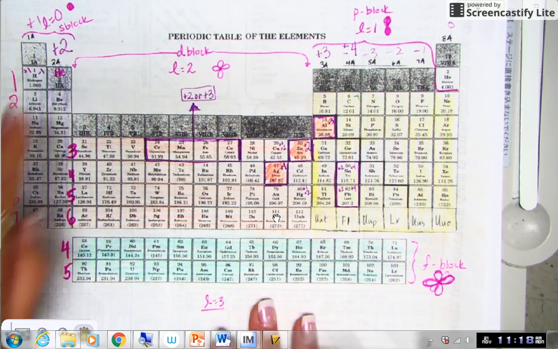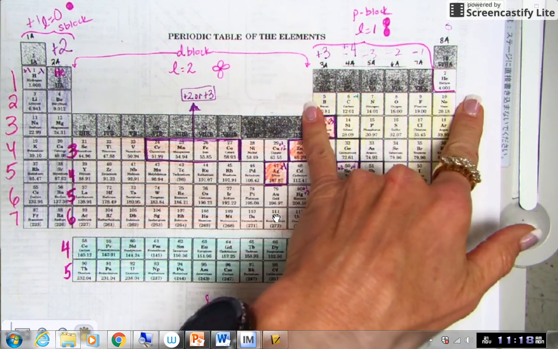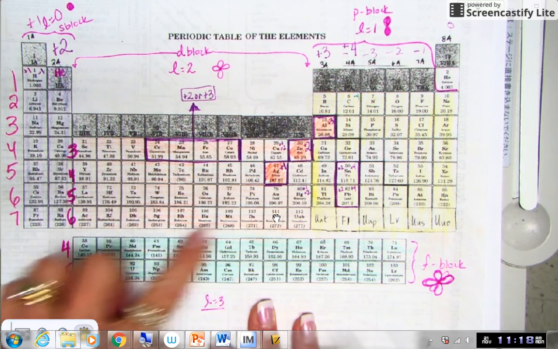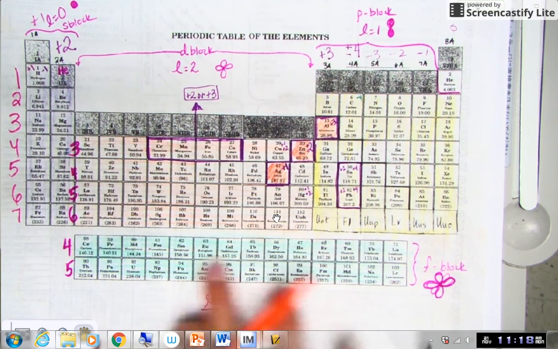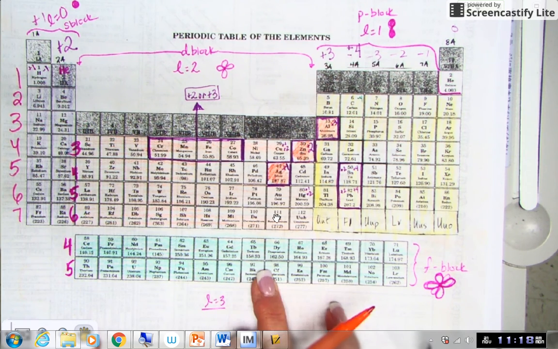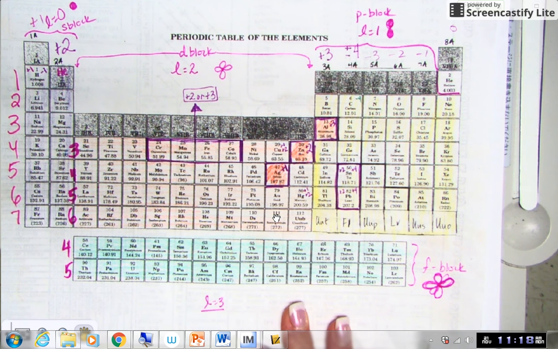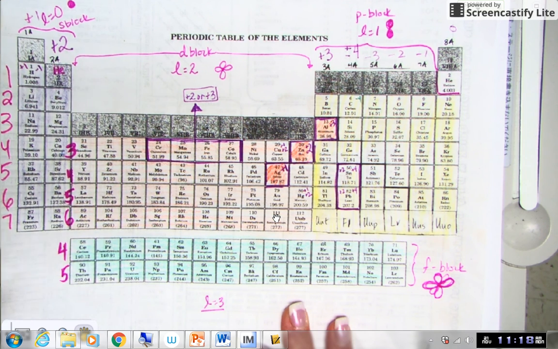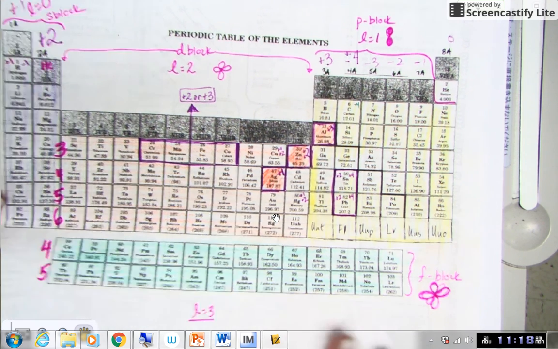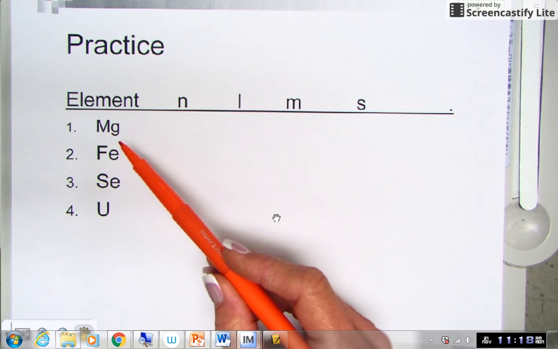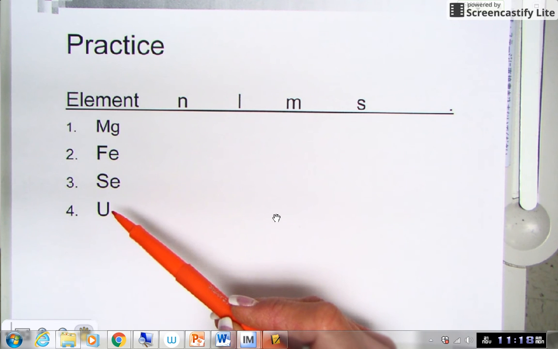The L quantum numbers are 0 for the S's, 1 for all the P's, 2 for all the D's, and L is 3 for all of the F's. Now, we're going to be finding N, L, M, and S. As I go through the 4 examples in the notes, I will be talking about finding M and S and how you find them at the same time. Okay, so the first example in the notes, I'm just going to look back. This is the slide in your notes that you have. We're doing magnesium for our first example, then we're going to do iron, selenium, and uranium.